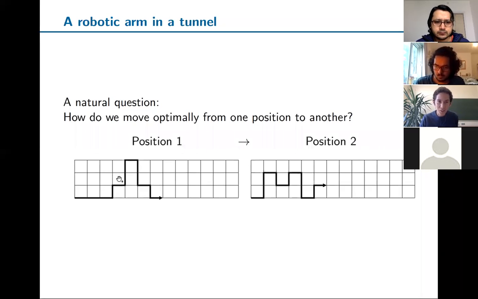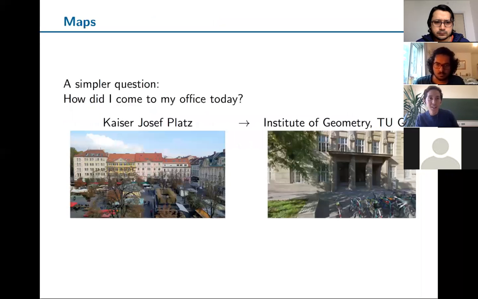Maybe that one joint over there, but then it gets kind of tricky. So you don't really know right away what to do. So let me start with a simpler question. And this question is, how did I come to my office today?